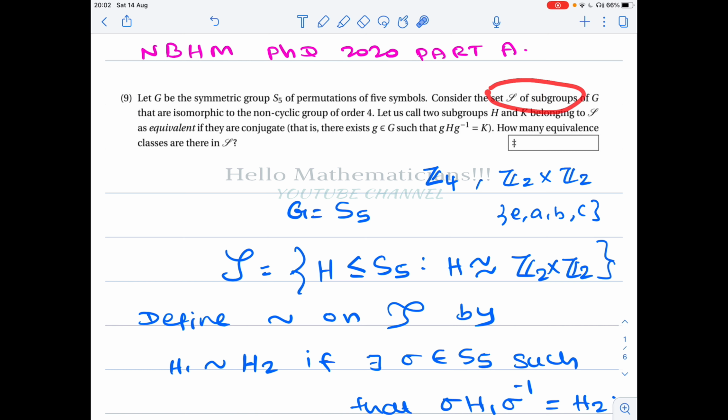In the set of subgroups S, we define an equivalence relation. We say two subgroups H and K are related if they are conjugate. So conjugacy among the subgroups will be an equivalence relation. Now the question is: how many equivalence classes are there in S? Let's see how to approach this problem.